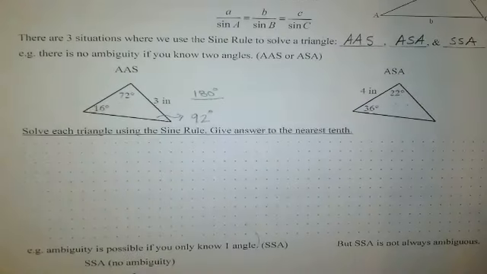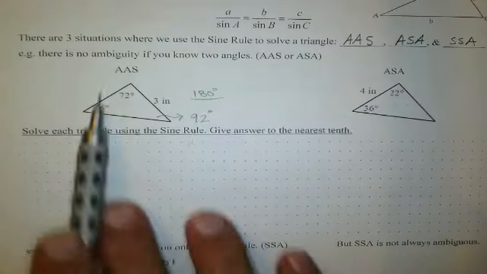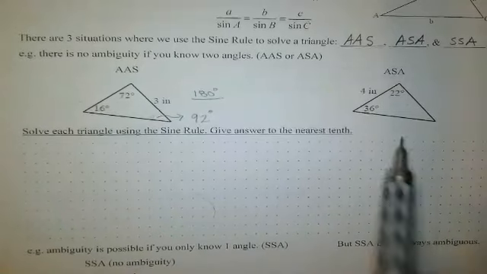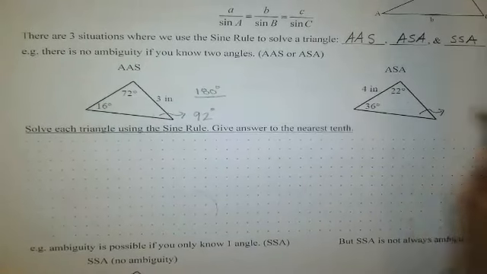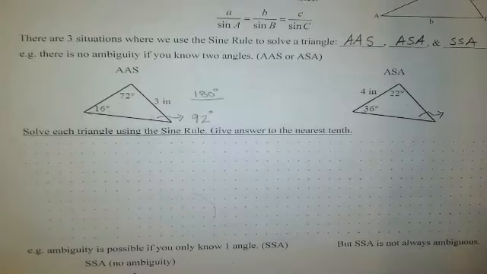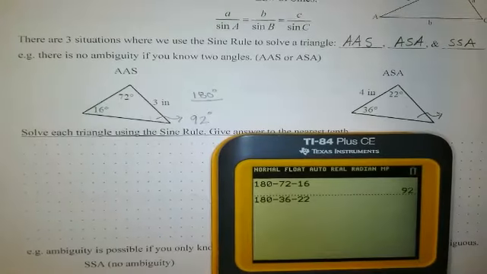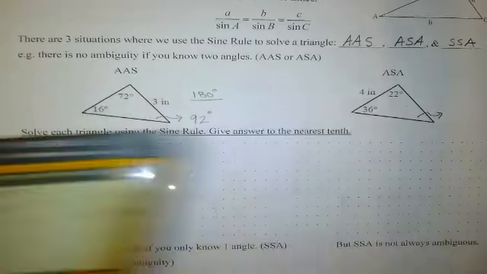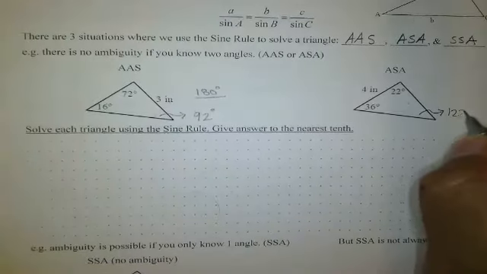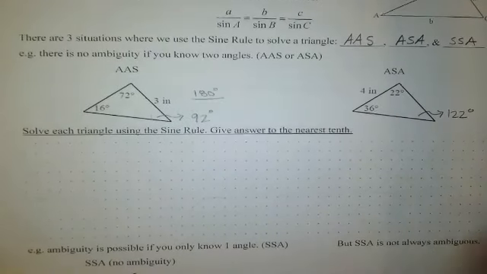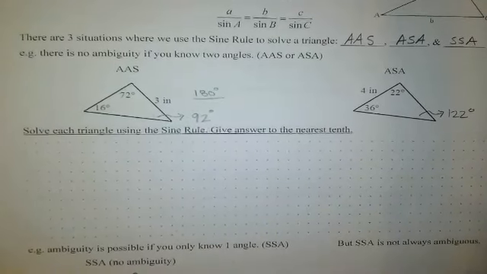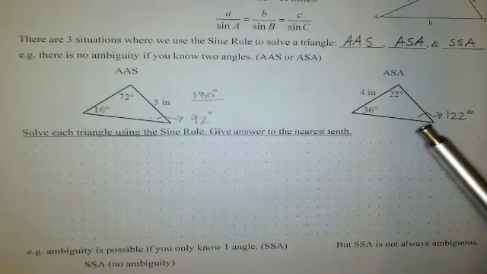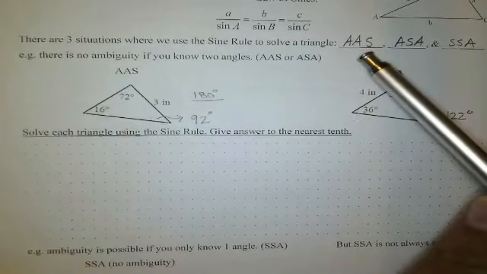92 degrees. Now, clearly, if this angle is 92 degrees, this triangle is not drawn to scale. Right? But there's no ambiguity. We know the three angles. In this situation, if I were to do the work, I would put 180 minus 36 minus 22, and I get 122. Right? So this angle over here would be 122 degrees. Okay? Now, there's no ambiguity there, right? If I know two angles, no ambiguity.